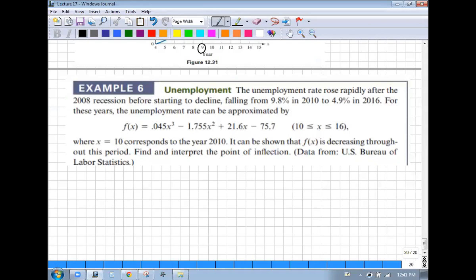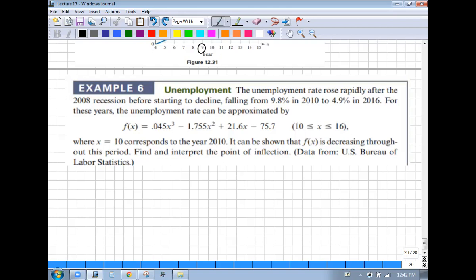Unemployment rate rose rapidly after the 2008 recession before starting to decline, falling from 9.8% to 4.9%. For these years, the employment rate can be approximated using this function f of x. So from what years? 2010 to 2016. So this function is only valid in these years, in x. Outside those years, this function probably falls apart, right?